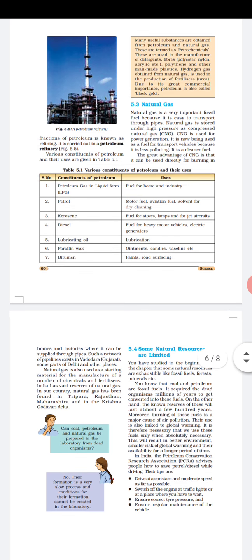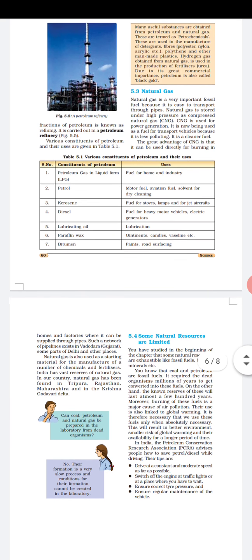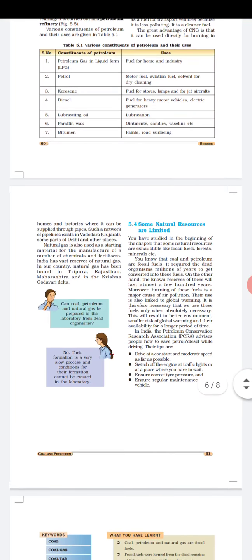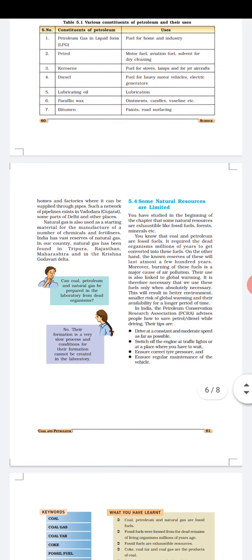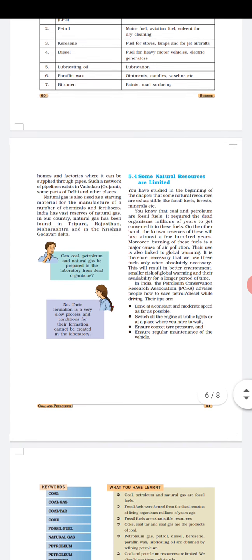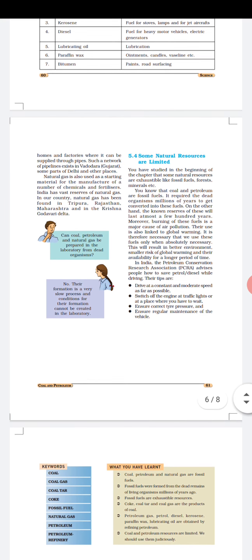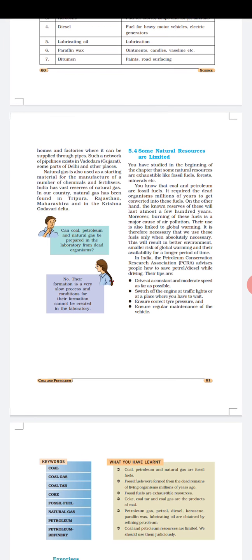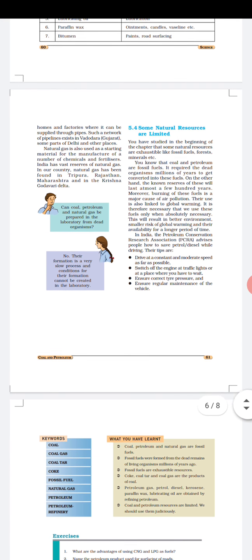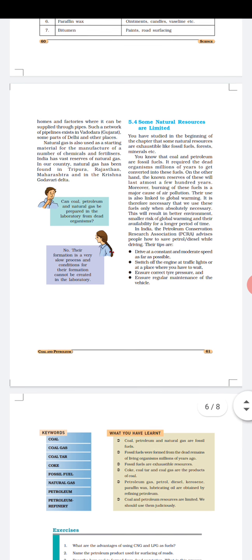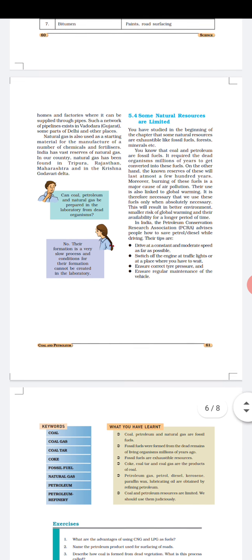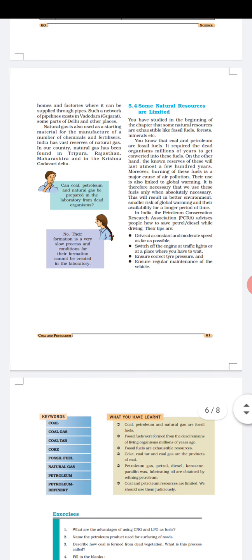The great advantage of CNG is that it can be directly used for burning in homes and factories, where it can be supplied through pipes, such as networks of pipelines that exist in Vadodara, Gujarat, some parts of Delhi and other places. Natural gas is also used as a starting material for manufacturing a number of chemicals and fertilizers. India has a vast source of natural gas. In our country, natural gas has been found in Tripura, Rajasthan, Maharashtra and in the Krishna and Godavari deltas.